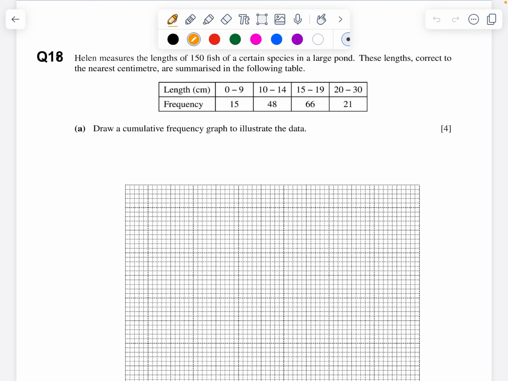the length of 150 fish of a certain species. So total fishes is 150. These lengths are correct to nearest centimeter, and we are being asked to find the cumulative frequency graph for this. So first of all I have to find the cumulative frequency: 15, 15 plus 48 is 63, 63 plus 66 is 129, 129 plus 21 is 150. So this is the cumulative frequency.